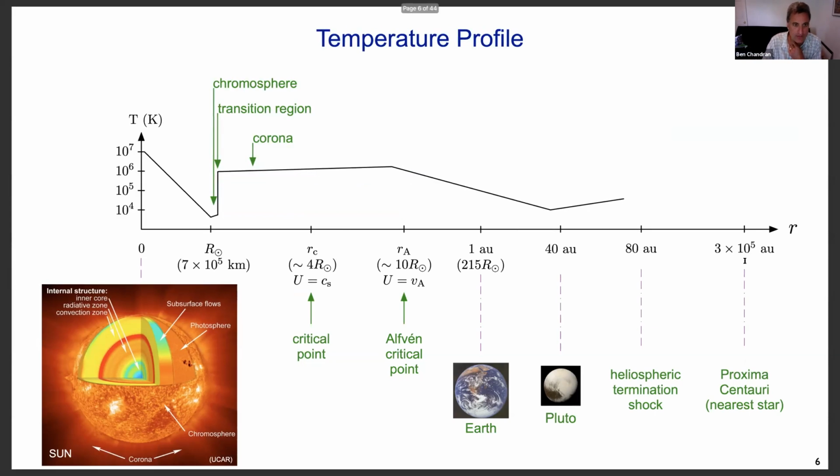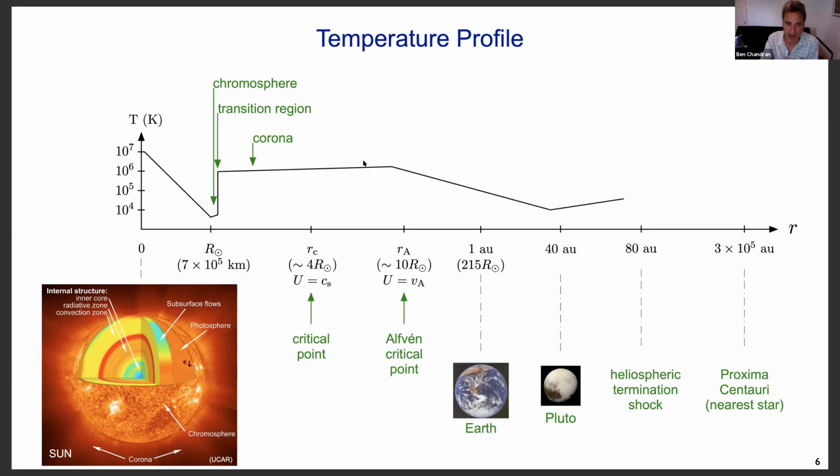The temperature of this system is shown in this plot here. As I mentioned before, the core of the sun is very hot, above 10 to the 7 Kelvin. The temperature in the solar interior drops to about 5,800 Kelvin at the solar surface. The chromosphere ranges from several thousand to maybe 10,000 Kelvin. And then the temperature jumps up by a factor of about 100 to the coronal temperature of about 1,000,000 Kelvin.